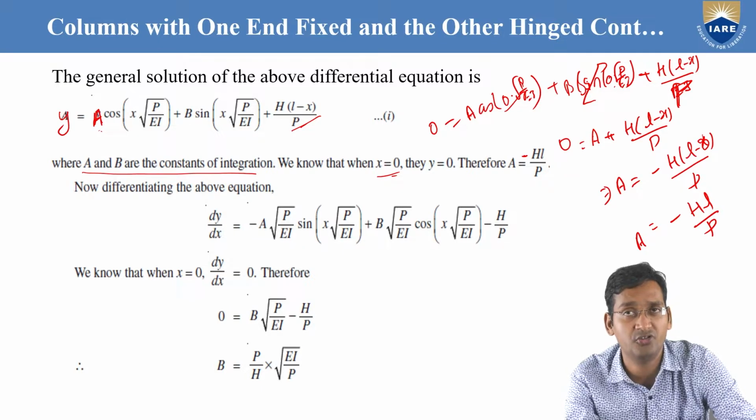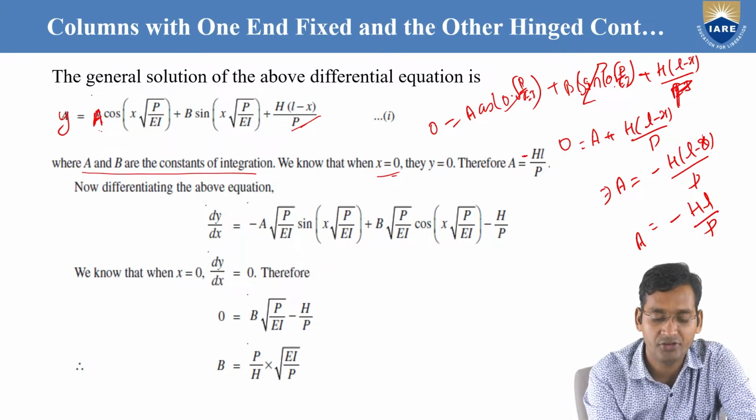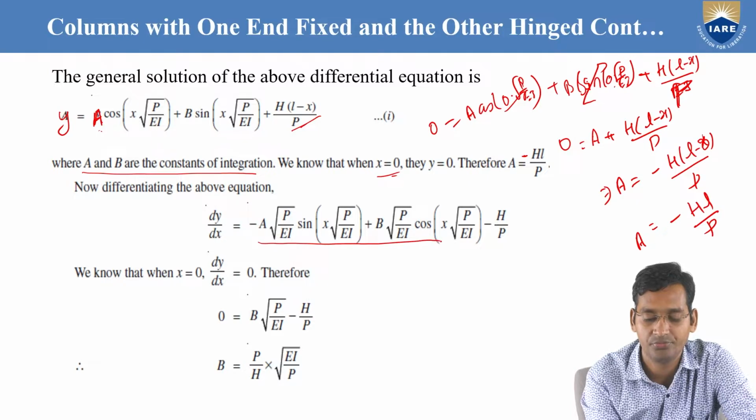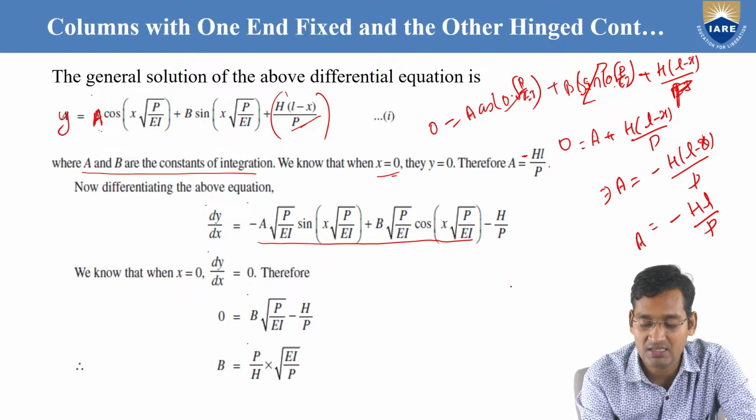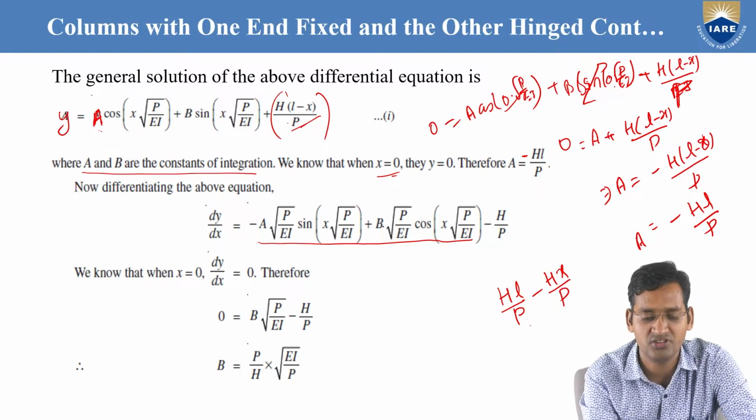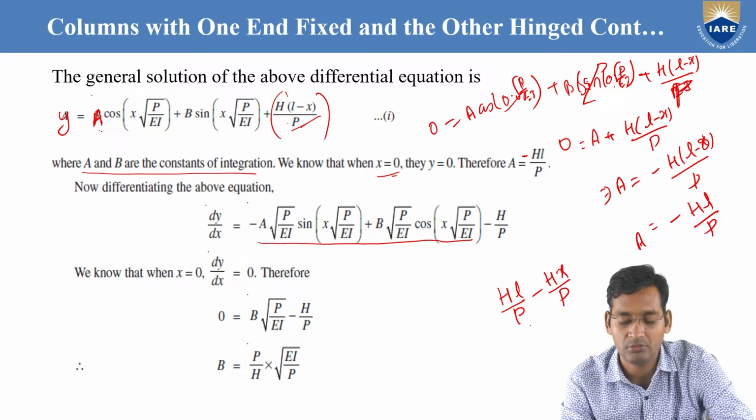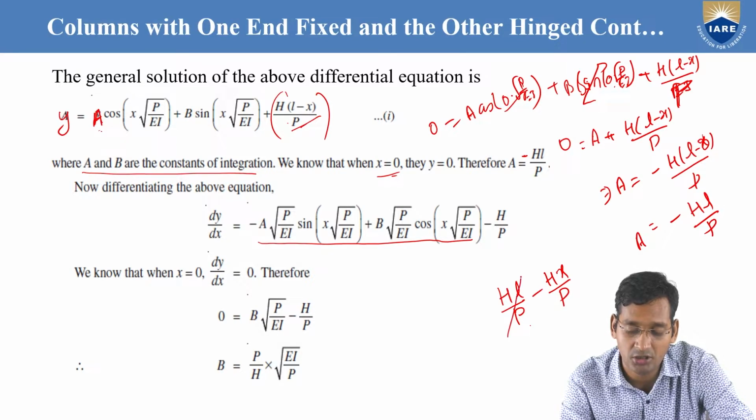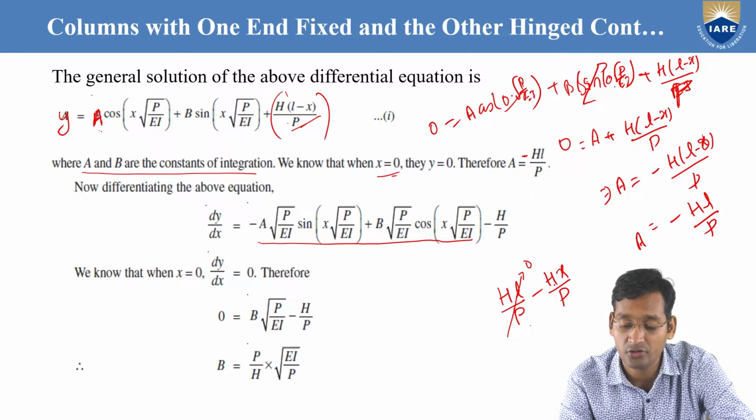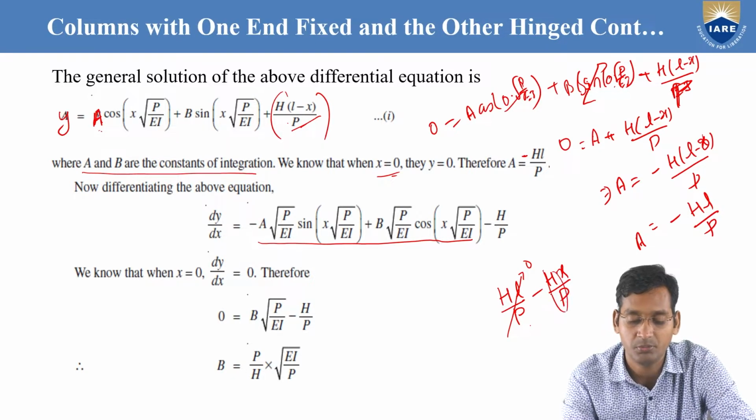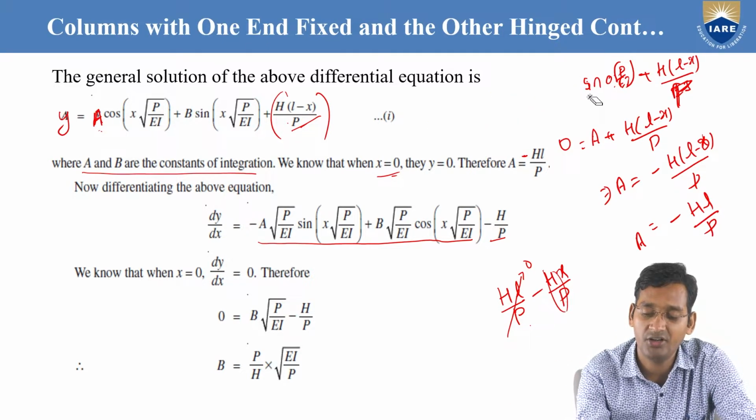Second boundary condition, differentiate. After differentiating, what will you get? This term is common, right? So differentiation, this term we can write as h L by p minus h x by p, just multiplied and separated. Now the differentiation of h L by p is 0, because we are differentiating with respect to x. And the differentiation of minus h x by p is minus h by p. So now we have the differentiation.